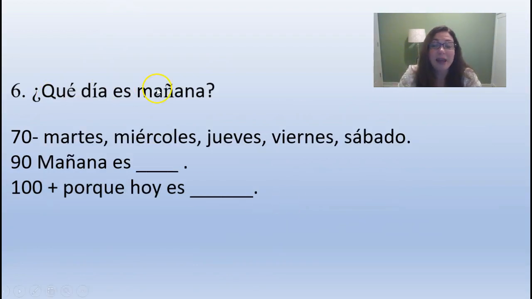Number 6, ¿qué día es mañana? What day is tomorrow? So you would have to think about what day it is today, and then you'd have to pick the day for tomorrow. So, martes, that's Tuesday. Miércoles, Wednesday. Jueves, Thursday. Viernes, Friday. Sábado, Saturday. So then, for the 90, you could say, mañana es, and then you pick the day. Now, if you want the 100, you could add, porque hoy, today, is blank. So you could say tomorrow is Saturday because today is Friday.